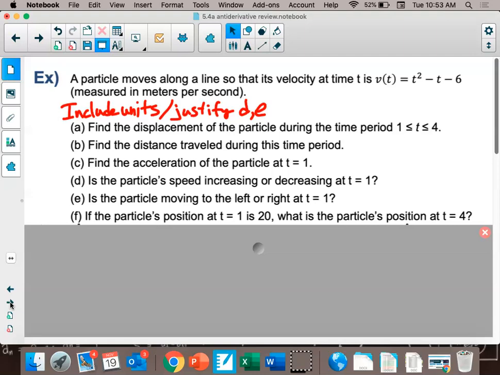All right. Part B. So now we're going to find distance. So distance is the integral of the absolute value of the velocity. Here's what I want you to do. I want you to go back to your y equals screen. Don't touch y1. Leave it. Okay? Go to y2. In y2, we're going to type in the absolute value of y1.